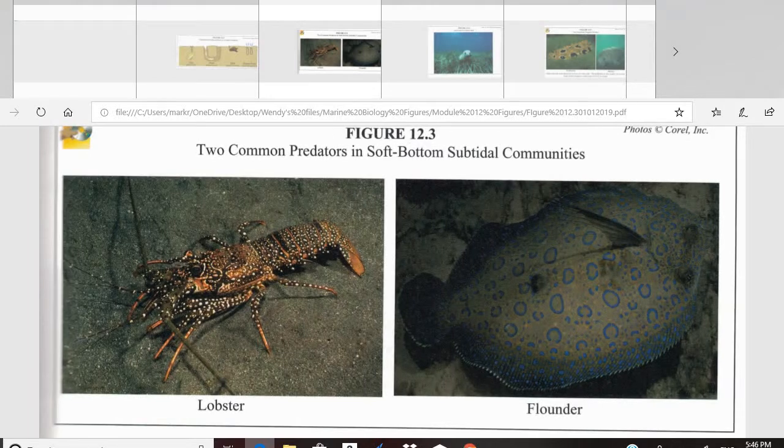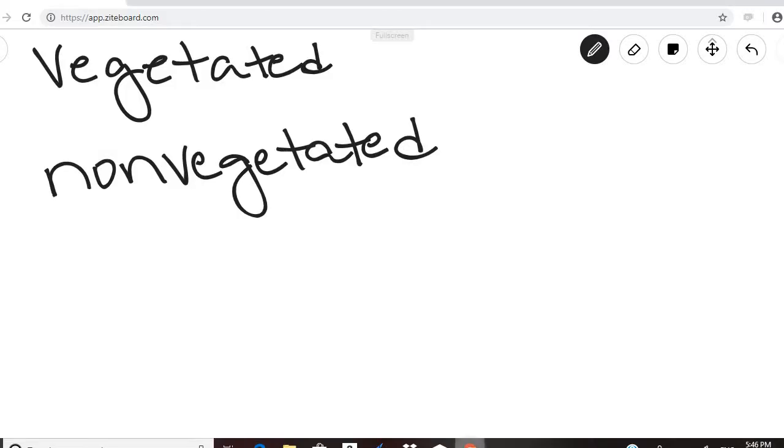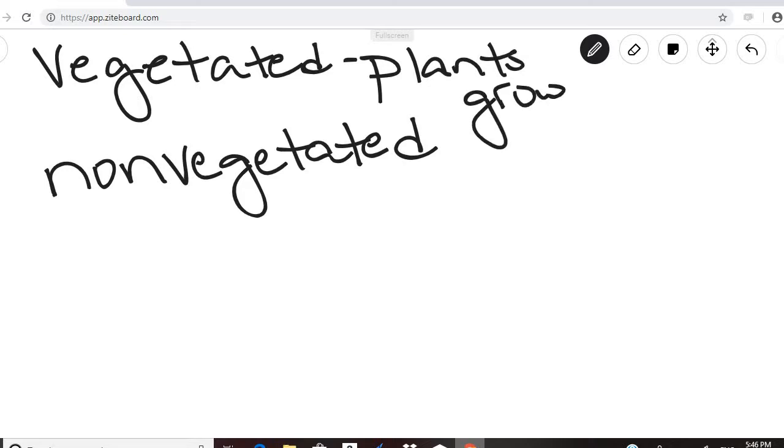Here's a couple predators that live on the soft bottom. So lobsters and flounders would live on the bottom, and they would be predators for other organisms that are living there. Okay, so vegetated and non-vegetated. So obviously the vegetated is an area where a lot of plants grow, and the non-vegetated is where the plant life is very sparse.